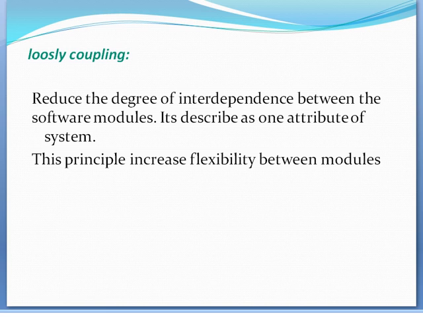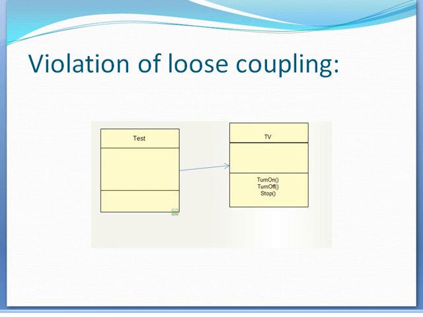What do you mean by this? I will explain it using this example. The violation of loose coupling in this example: class Test has a direct pointer to the class TV. This is called strong coupling, and strong coupling is not favored in design.